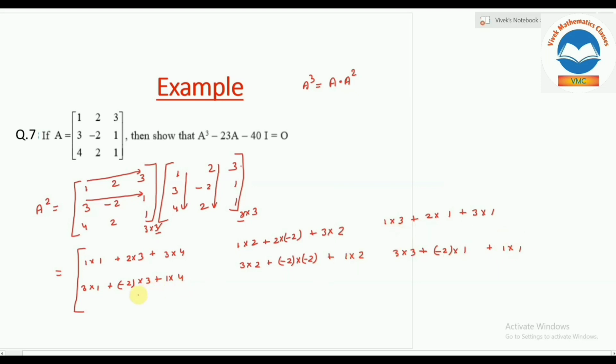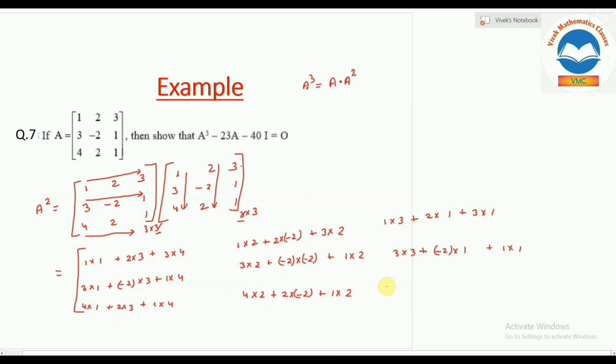Okay. So next, third row, you have to multiply the third row and first column. So third row is what? 4, 2, 1. That you have to multiply with 1, 3, 4. So you will get 4 into 1 plus 2 into 3 plus 1 into 4. Here what will you get? Third row, second column. So you will get here 4 into 2 plus 2 into minus 2 plus 1 into 2.